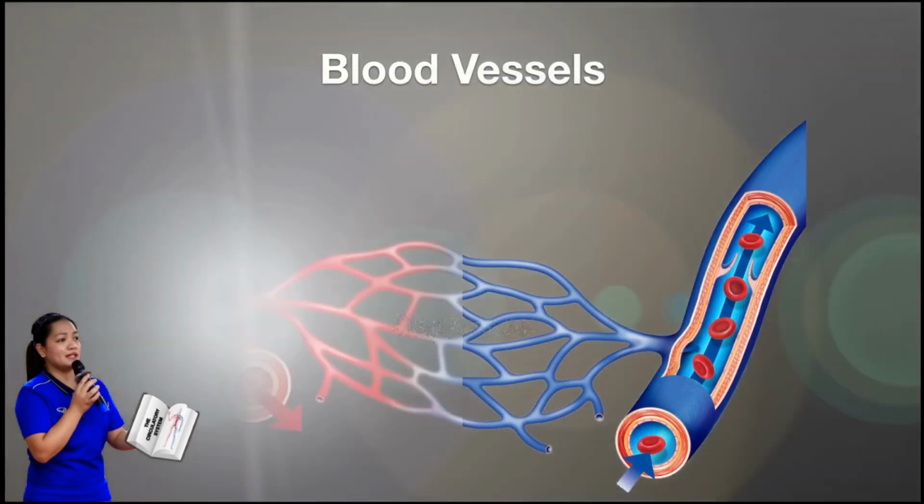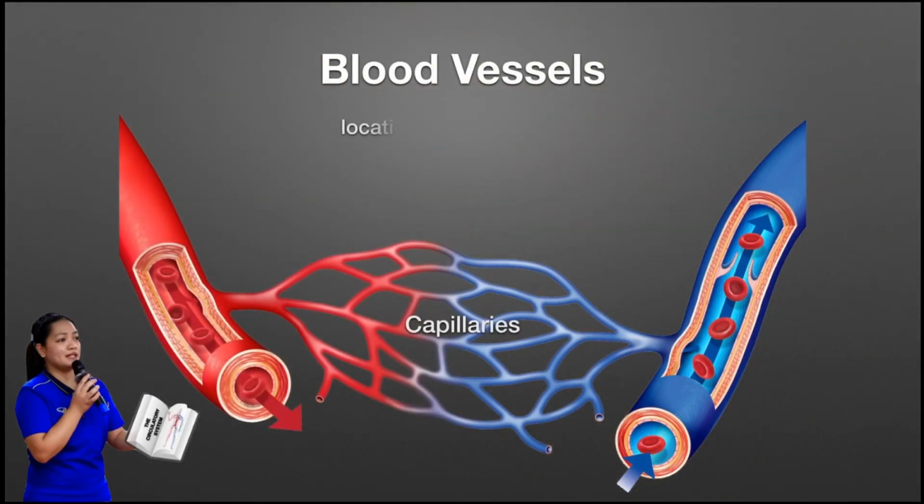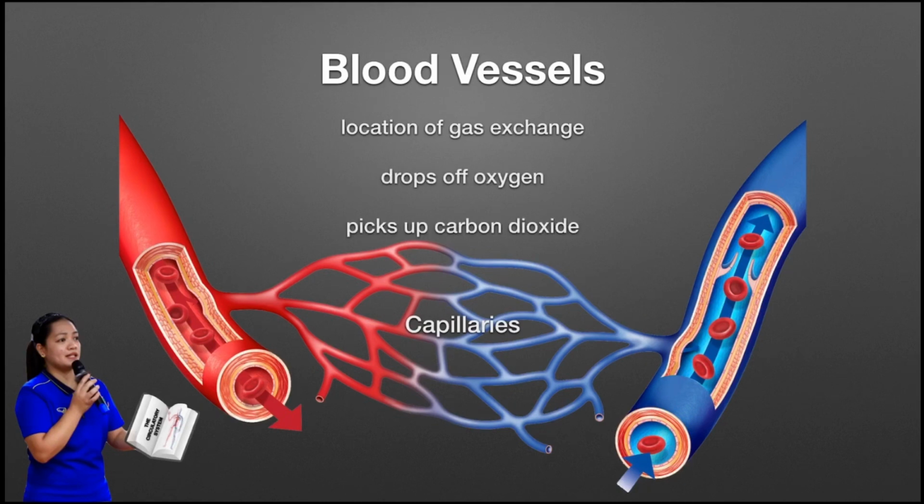The capillaries are the location of gas exchange. They drop off oxygen and pick up carbon dioxide. The capillaries surround the body cells and tissues to deliver and absorb oxygen, nutrients, and other substances. The capillaries also connect the branches of the arteries to the branches of the veins.